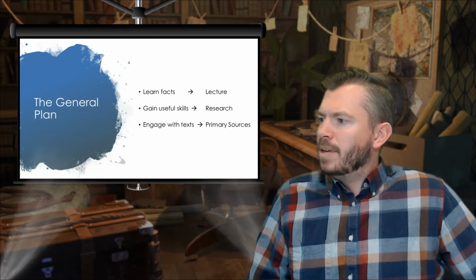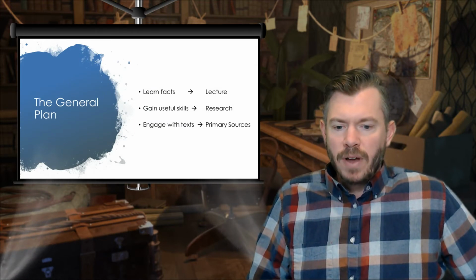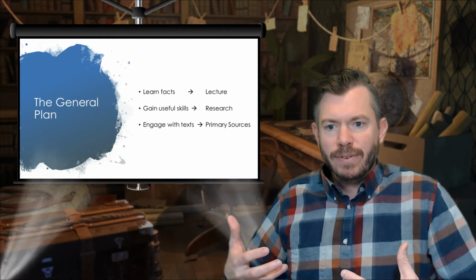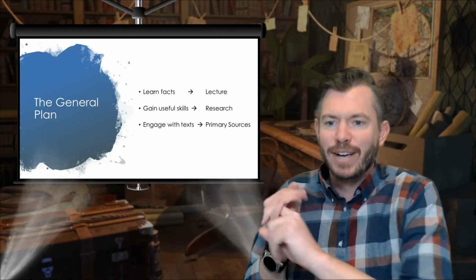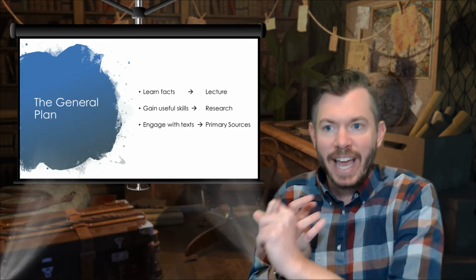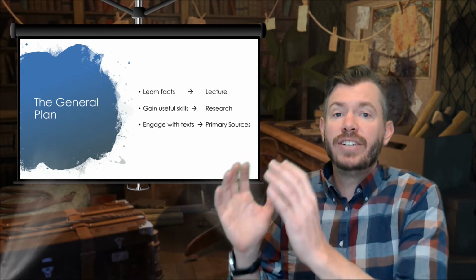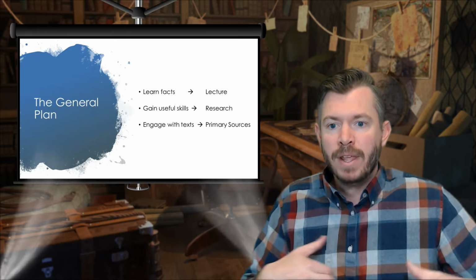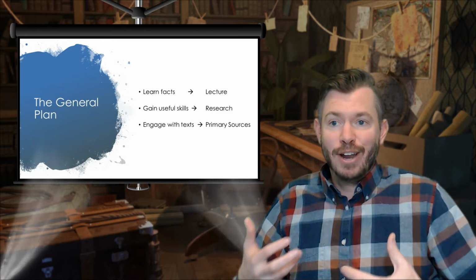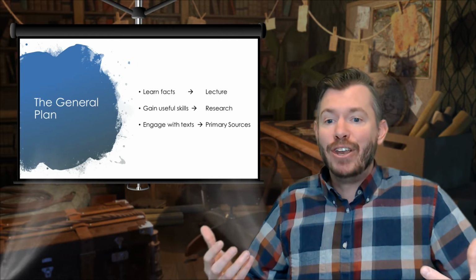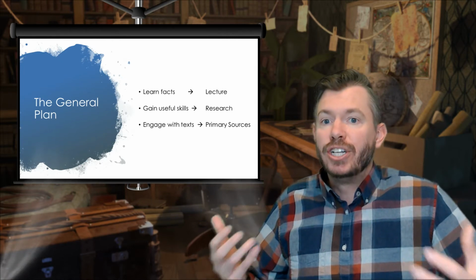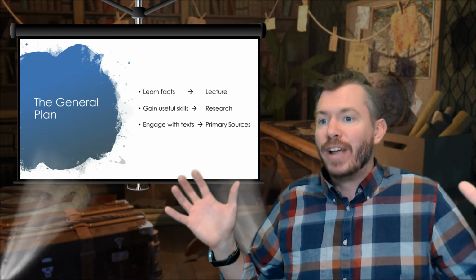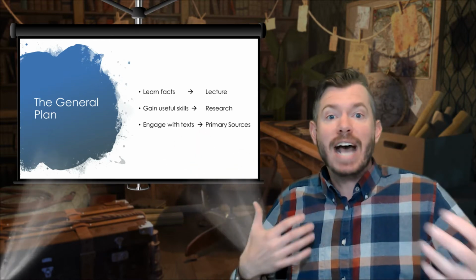Okay, so the way that this is going to work is that each of these things that I want you guys to do, learning some facts about antiquity, gaining useful skills, engaging with difficult texts, each maps onto a different part of the course. Lecture is going to be your main avenue for learning about the ancient Greek and Roman world, the stories and the facts and the general trajectory of Greco-Roman history. That's what we're going to do in lecture here.